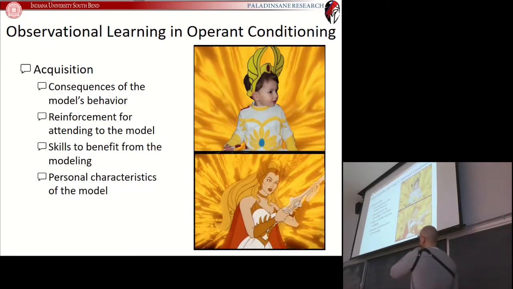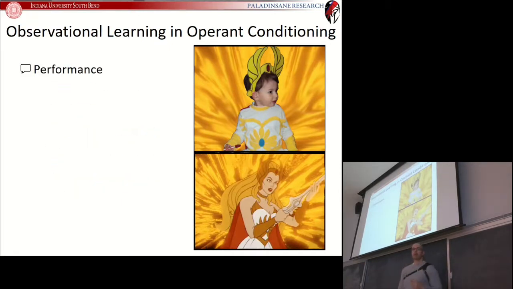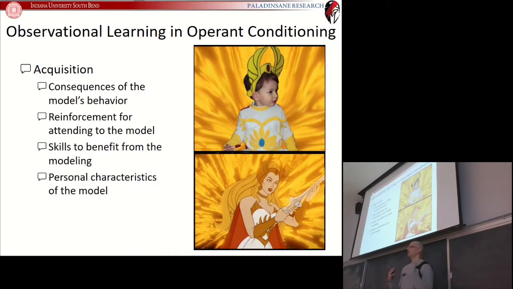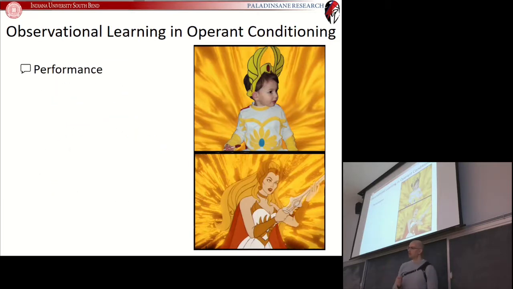So next we have factors that affect performance. So again, acquisition that we just saw is the acquiring of the knowledge to do the behavior. So it's not actually doing the behavior, it's getting the knowledge of how to do that behavior. And those are the factors that influence whether or not an observer will basically pay attention and acquire information from the model. Performance, on the other hand, is once you have acquired that information, how likely are you to actually go out and do that? So how likely are you to actually perform that behavior? What are the factors that determine that?